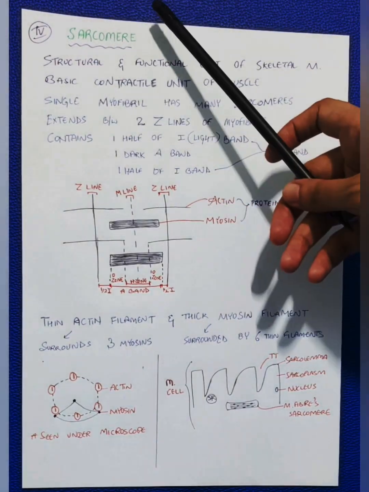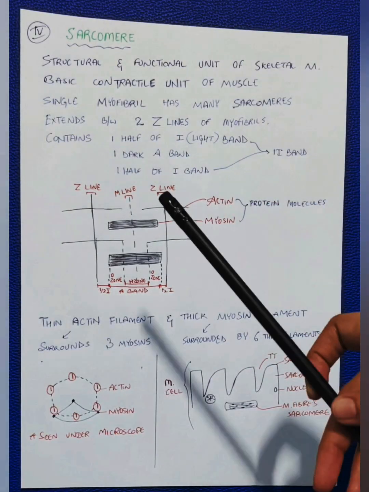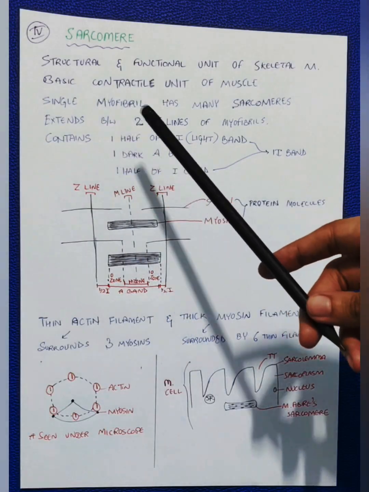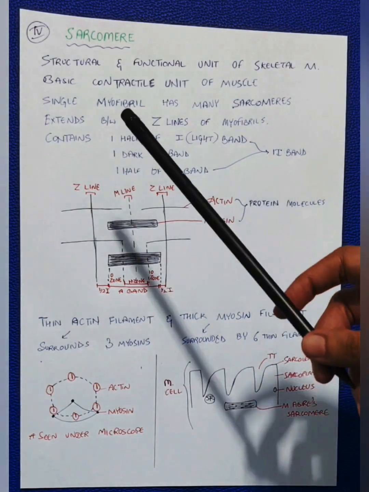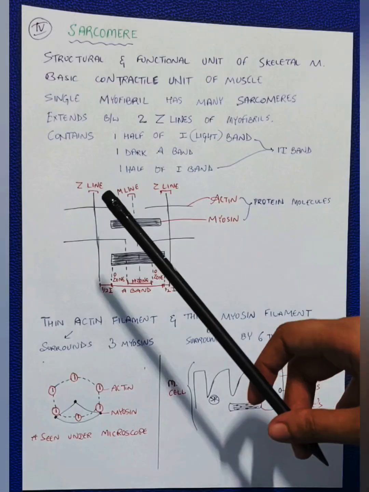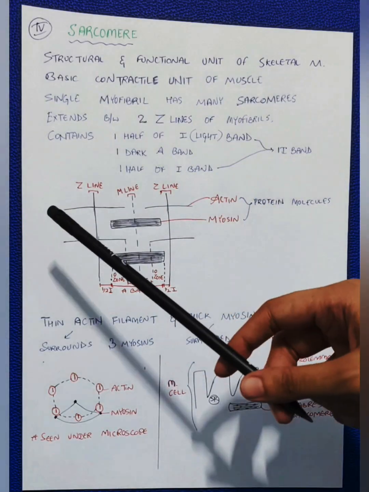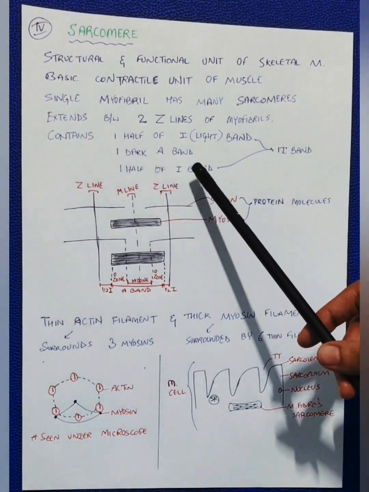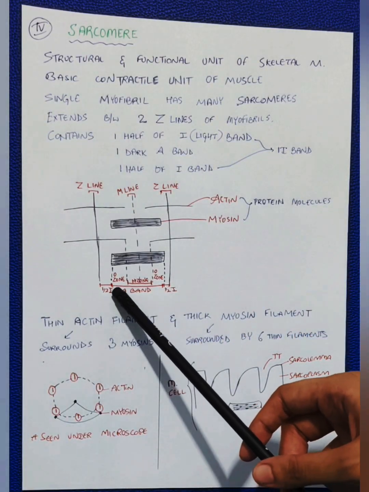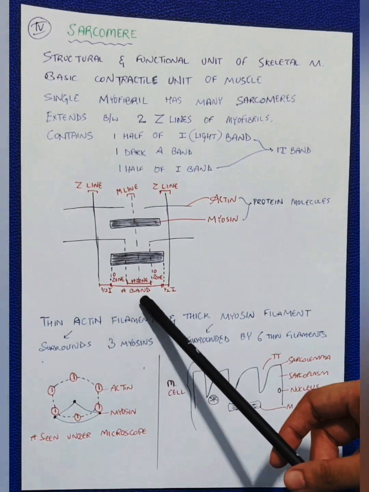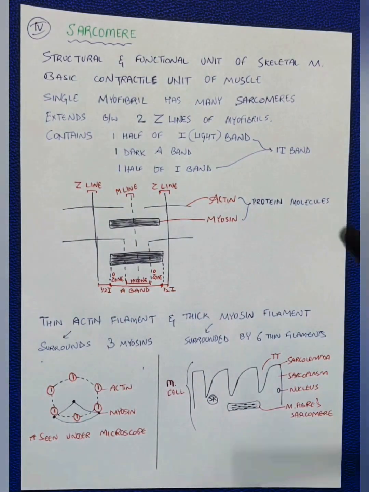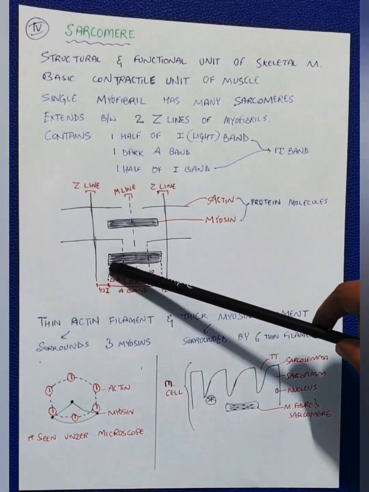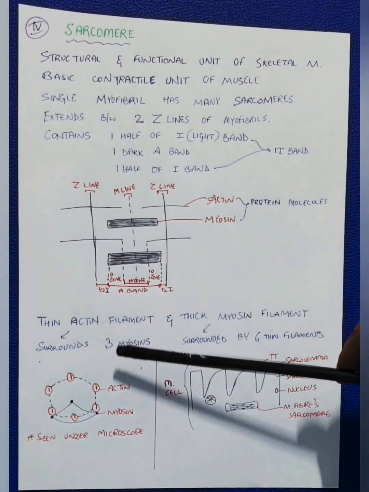Then we have the sarcomere. Sarcomeres are the structural, functional and contractile unit of skeletal muscle. A single myofibril has many sarcomeres. These extend between two Z lines of the myofibril and contain one half of an I band, one dark A band and one half of an I band. As you can see here, half of an I band, one A band and another half of an I band. So there is an M line, there is an H zone.